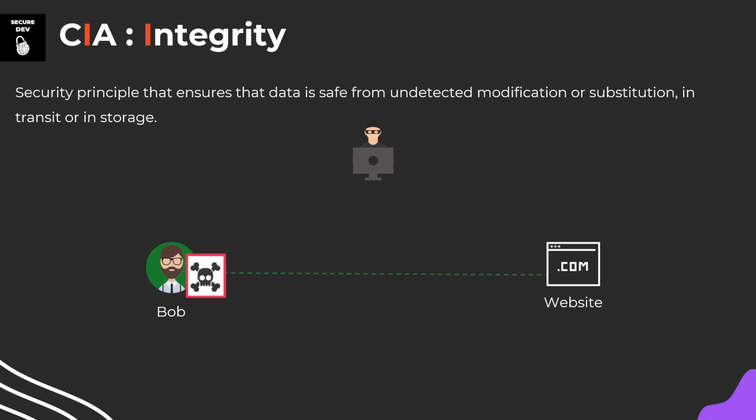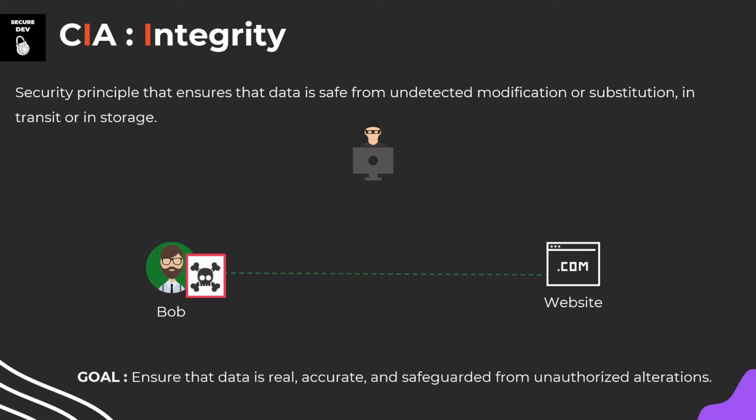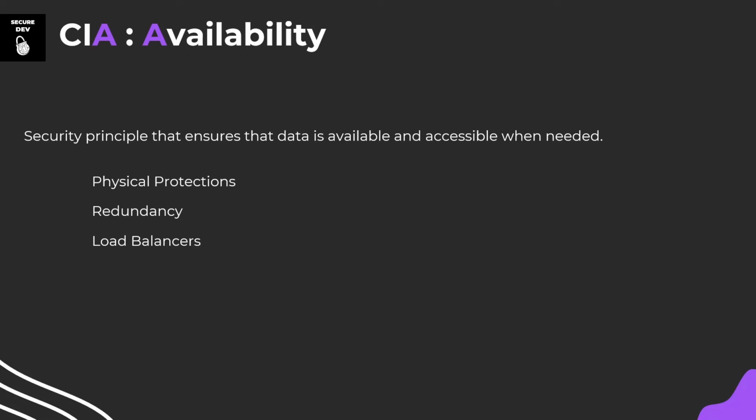So, we've seen how integrity ensures our data remains accurate and unchanged, providing a reliable source of information. But for our data to be useful, it also needs to be accessible when we need it. And this brings us to the final part of the CIA Triad, availability. So, availability guarantees that data is accessible and available when needed by authorized users. And this can be achieved in various ways, such as through physical protections, implementing redundancy, or configuring load balancers.